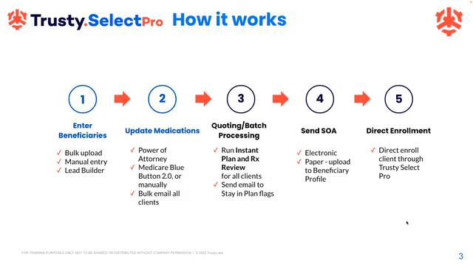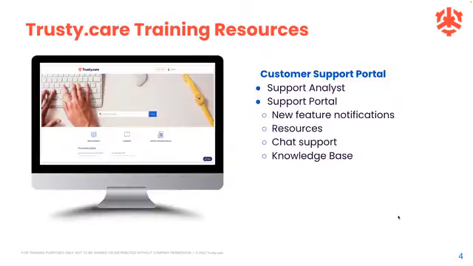This is just a one-page high-level overview of the quoting and enrollment process. So again, just getting your beneficiaries added in, getting all their medications updated, running your quotes, making sure you have your scope on file, and then your direct enrollment. This is just a good overview. Sometimes I get people that will reach out to me and say, I'm in here, I'm logged in, but what do I do? Just not knowing where to start. So this is a great one pager for that.